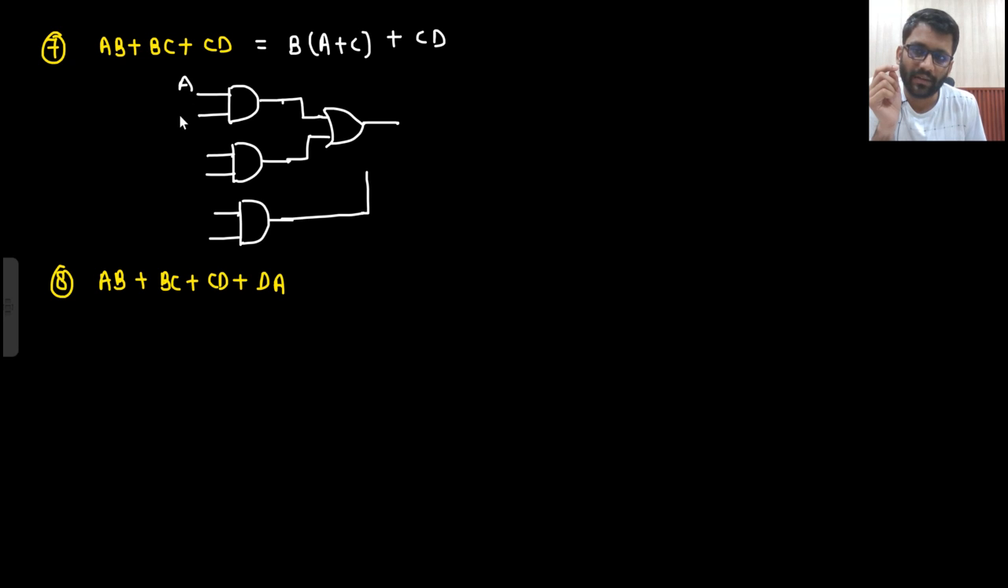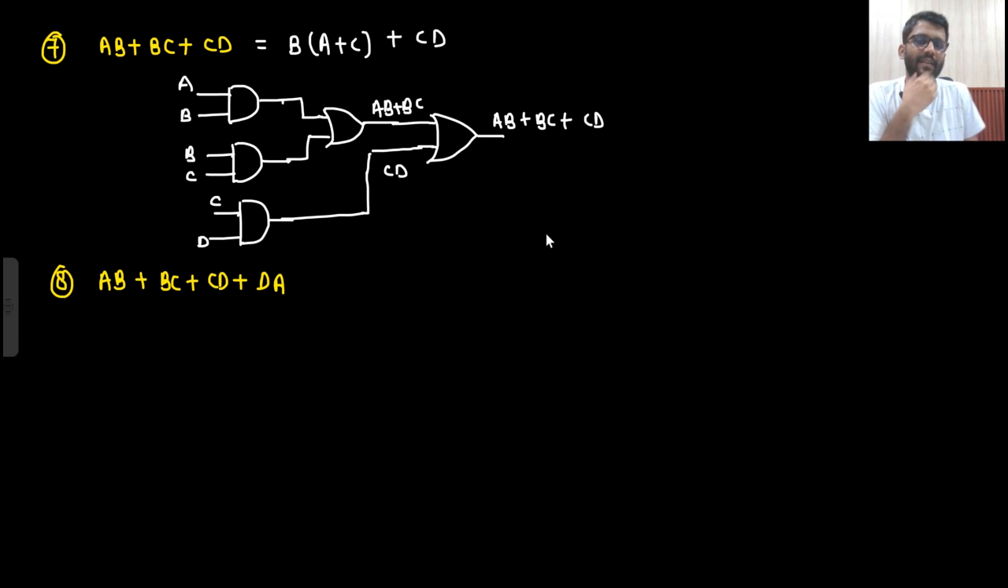So this is A, this is B, this is B, this is C. So here I am getting AB plus BC. This is C and this is D. So this is CD. So here AB plus BC plus CD you are getting, right?